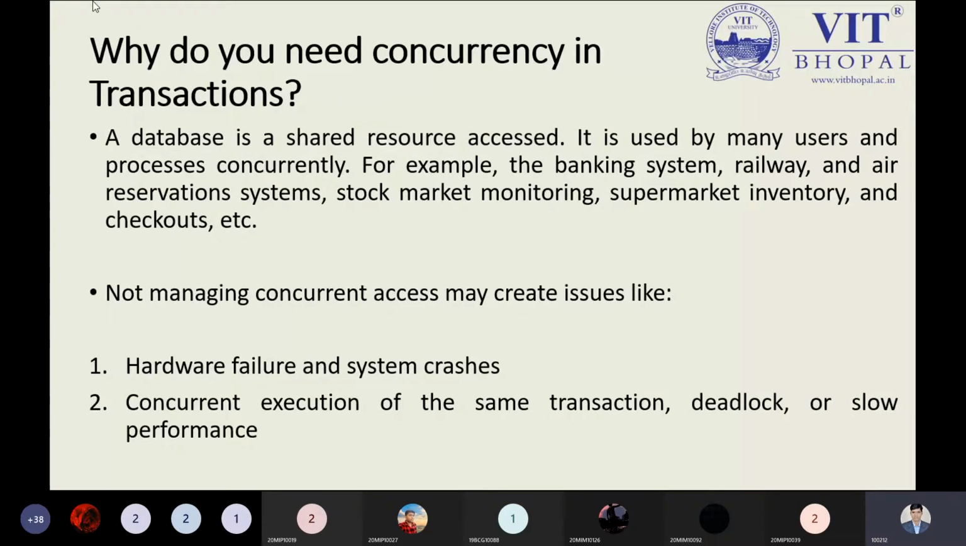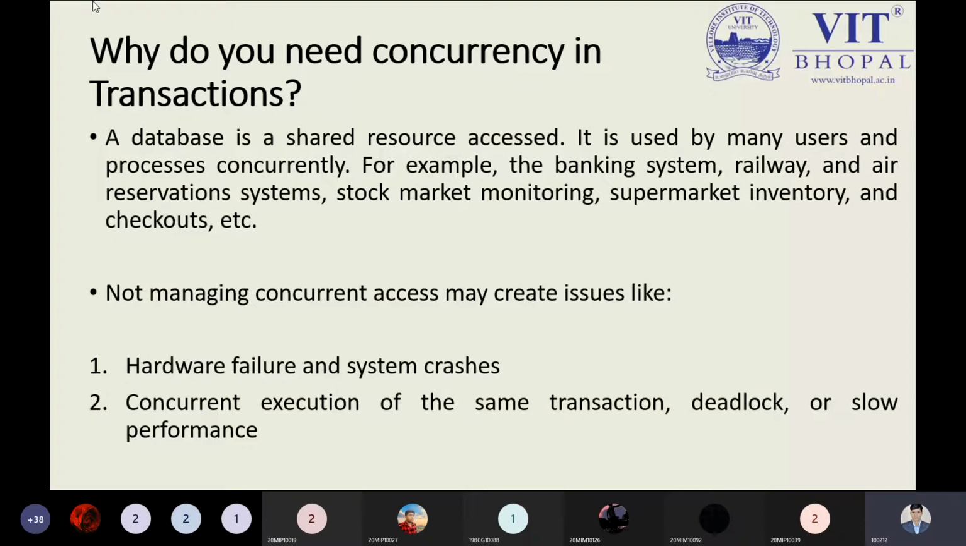Not managing concurrent access may create issues like hardware failure and system crashes. So keep in mind that when you talk about concurrent execution, your hardware should be strong enough to manage multiple processes at the same moment. That is a necessary point. Concurrent execution of transactions may cause deadlock or slow performance. Deadlock may occur because multiple processes come at the same time, so collision may occur. To avoid collision, there are deadlock avoidance and deadlock prevention algorithms, as we discussed in the operating system. And the system will automatically be slow because of the multiple processes.